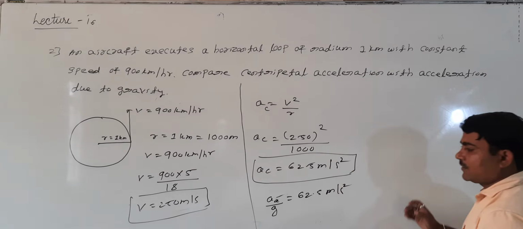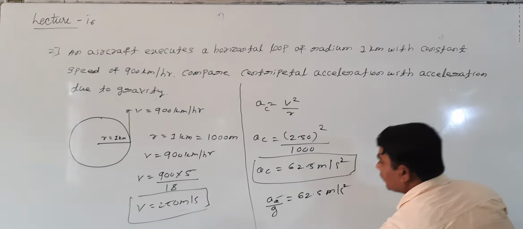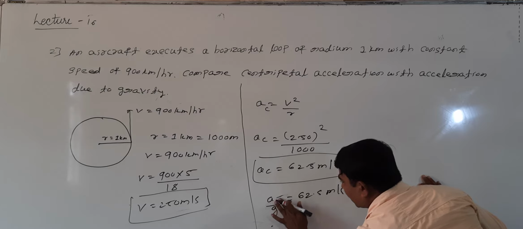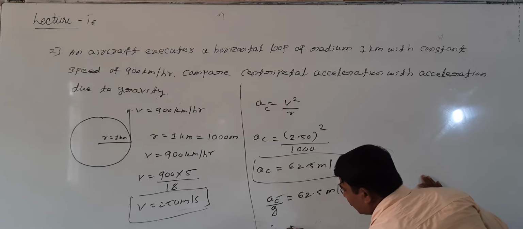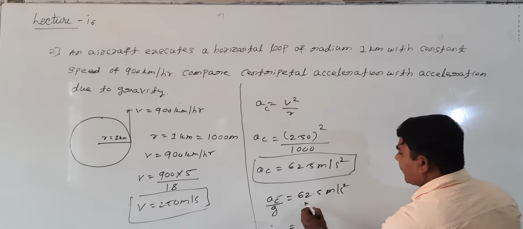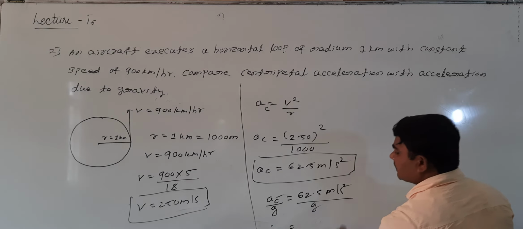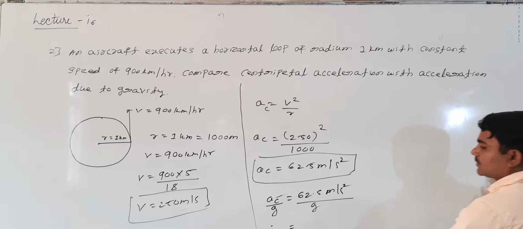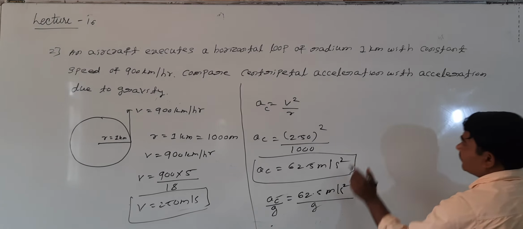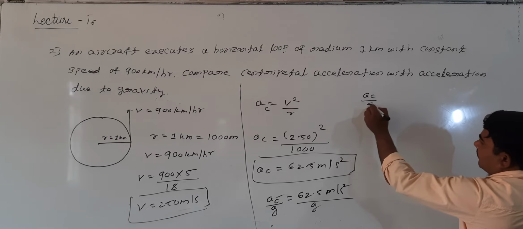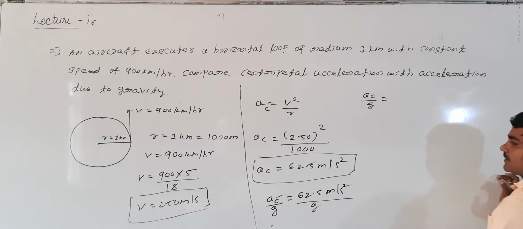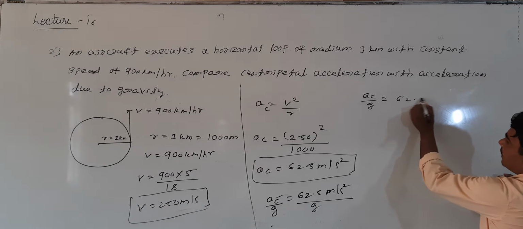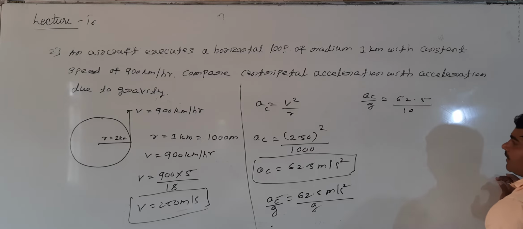62.5 meter per second square. How to write to compare this one? AC equal to, or simply divide by Z this one. This also divided by Z. Then what shall we obtain here? AC divided by Z. Directly see here, 62.5. Z means directly we have the value 10.